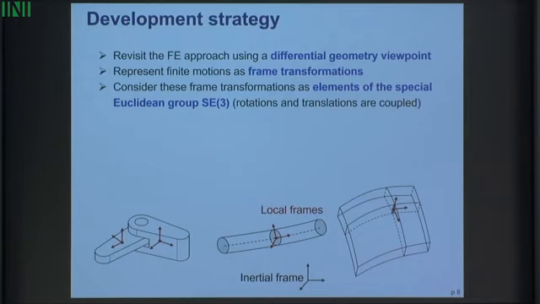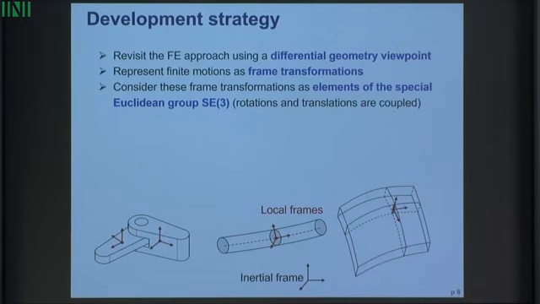And the idea was to consider that the motion of the system is represented by frame transformation. Okay, so here you see all these structures are represented using, well, we have the inertial frame, of course, but we also have local frames. So in rigid body dynamics, we can attach one local frame for each rigid body, and this allows us to follow the rotation and the position of the rigid body.